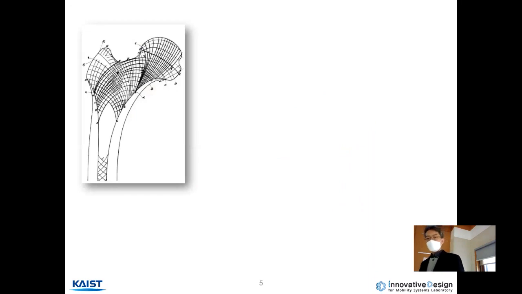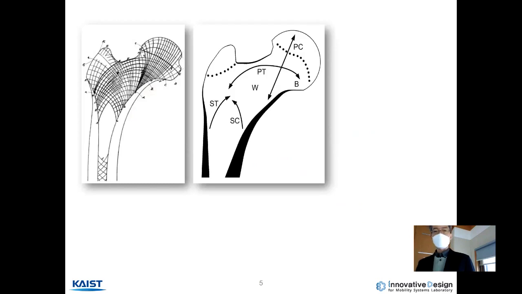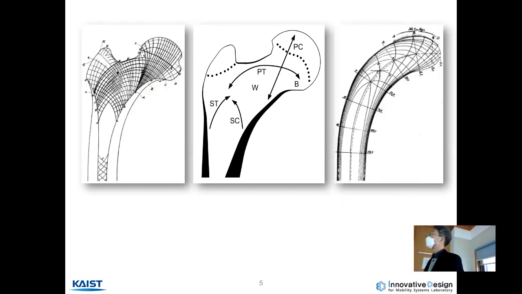In the 19th century, many physicists, anatomists, and researchers investigated and found that we have common features in proximal femurs. According to Wolff's classification, we have the principal compressive group, the principal tensile group, and secondary tensile and compressive groups.